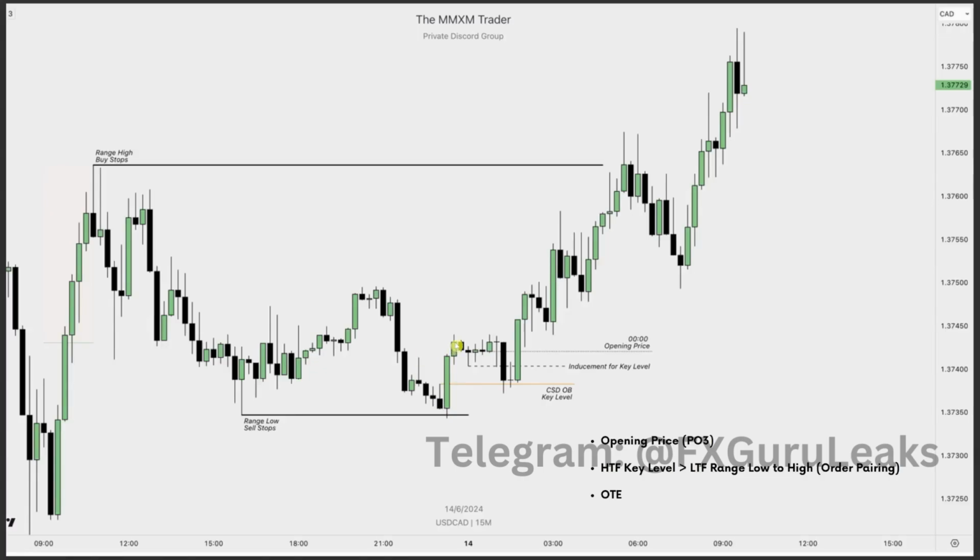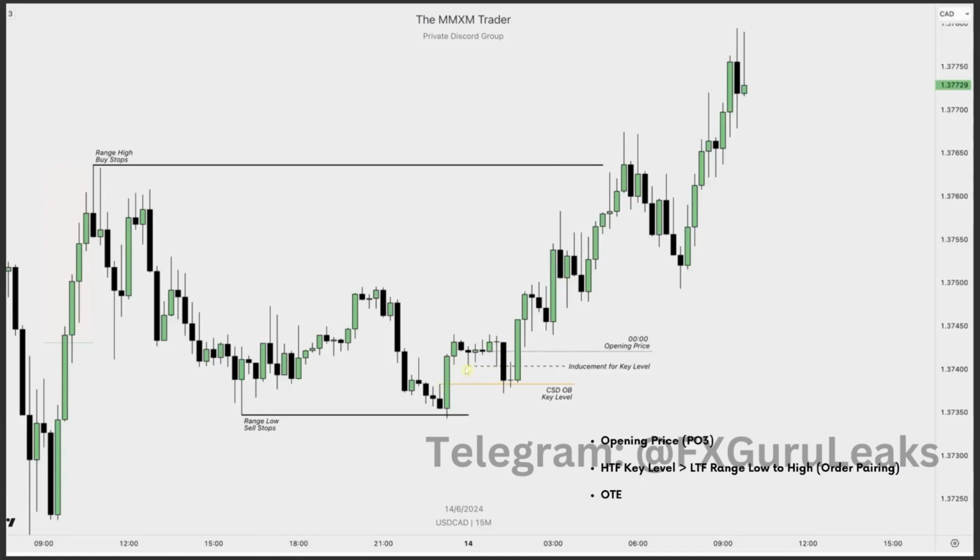DXY did not take out this range low while USD CAD did, and then it broke up higher, right? Market structure shift over here, then we have a change in the state of delivery, and we can use this order block as a key level. Just like we saw on the DXY weekly chart, right? With that weekly order block, price dips into it and takes out sell stops on the way. You can see that here as well. We have this short-term low with sell stops resting below it just before that key level, right? So price dips back into that key level.